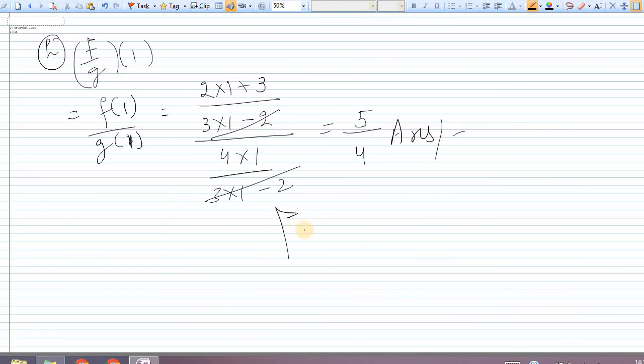So here we complete functions and their algebra.